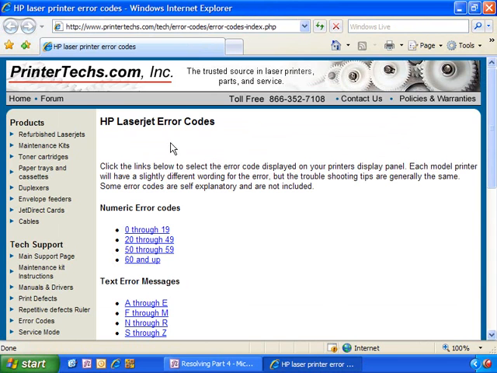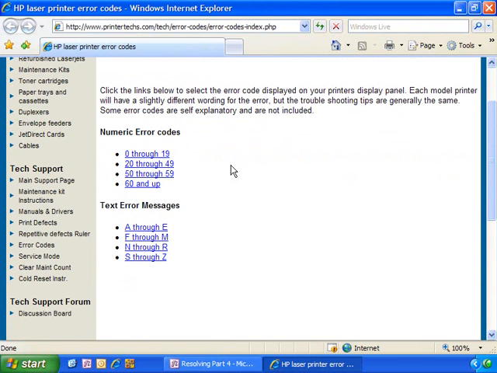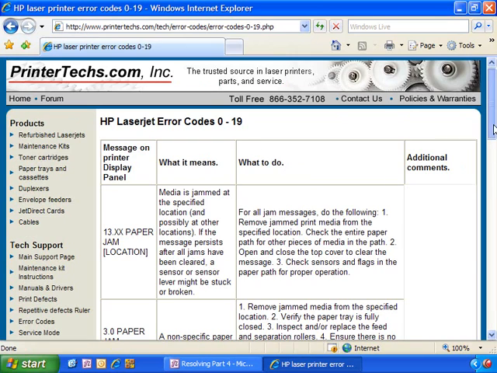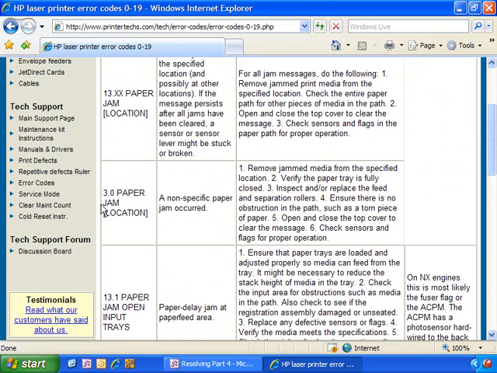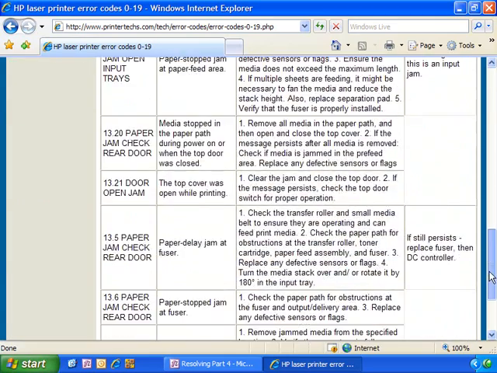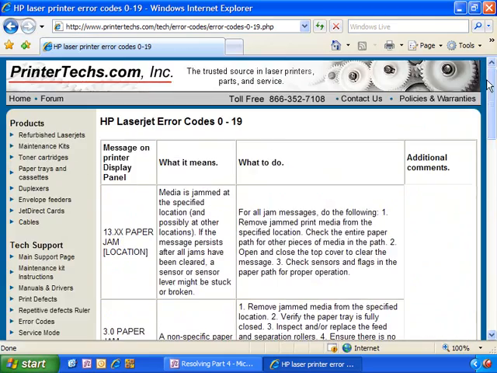So here you see HP LaserJet error codes, and if you scroll down, here's codes 0 through 19, all the way up to 60 and more, and then there's text error messages. They have them organized in this way. So if I click on this one, you can see that an error code of 3.0 paper jam will tell you the location, and this is a non-specific paper jam, and it tells you instructions on what to do about that. So to me, this is a great website. If you have an HP printer and you get an error code, come to this website and they'll tell you what to do.